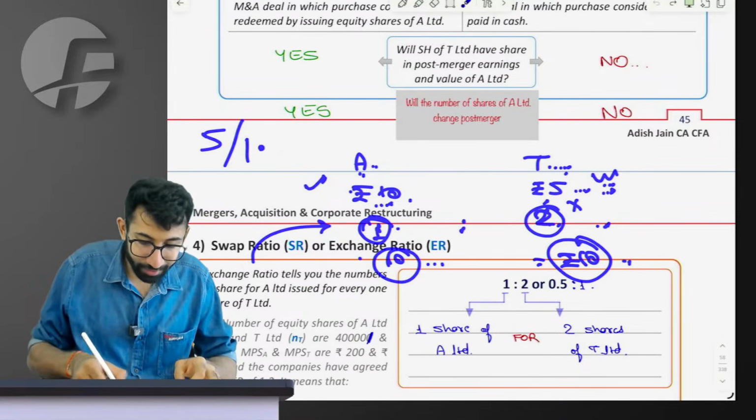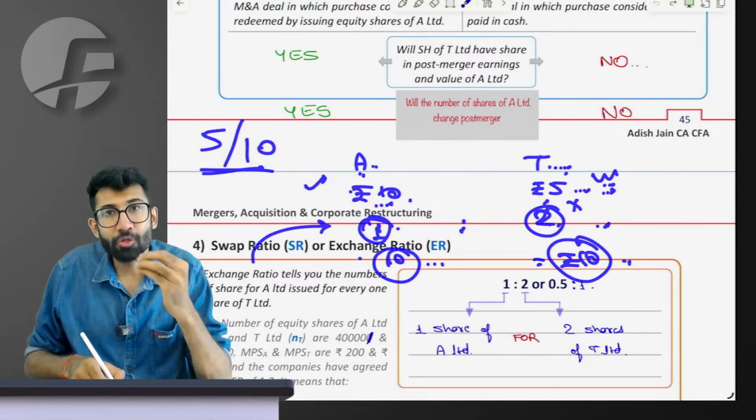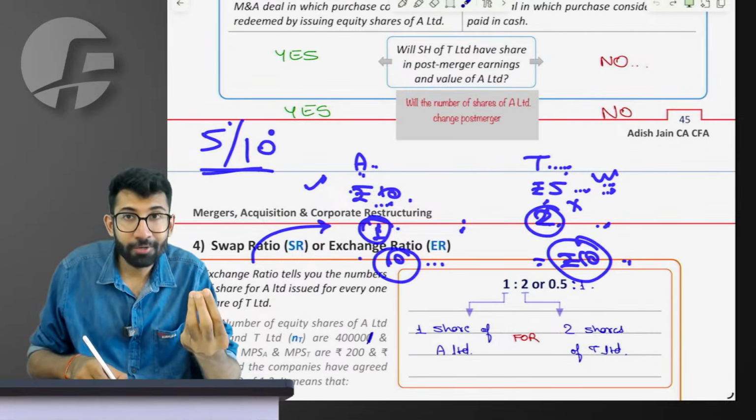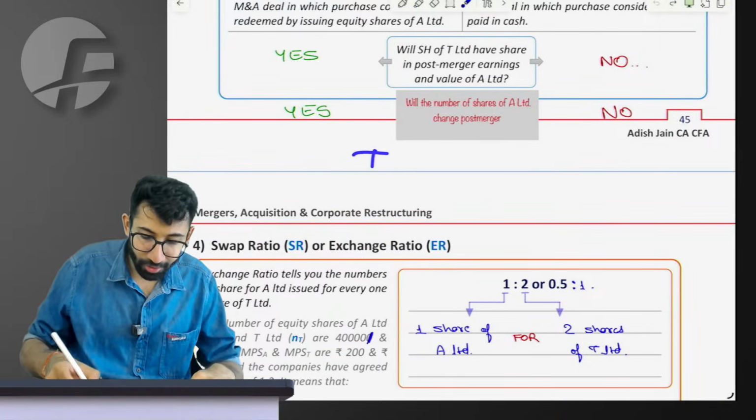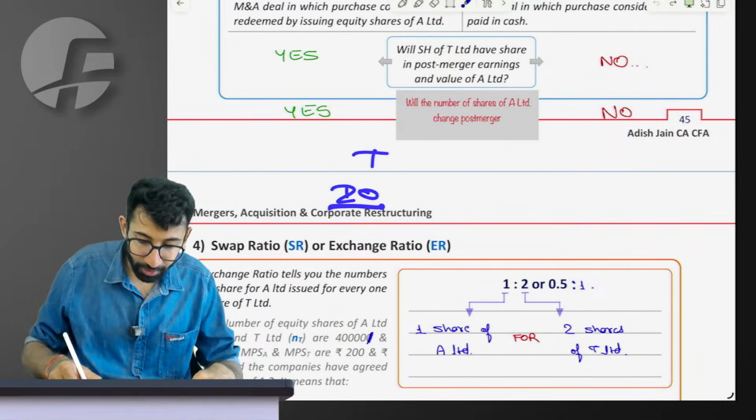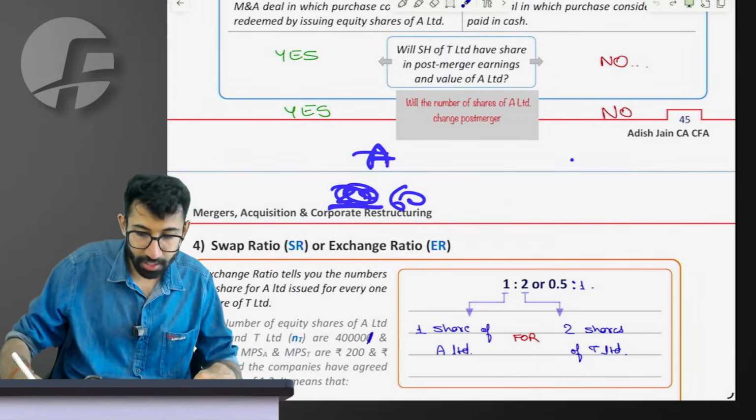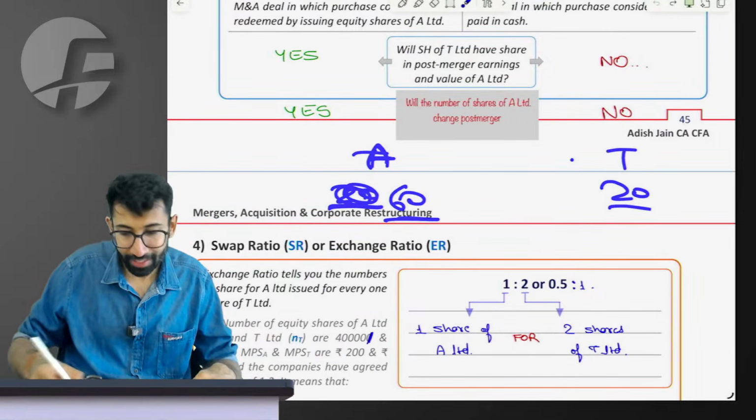What you have done is 5 divided by 10. How do you get 0.5 or 1 by 2? 5 divided by 10. A similar thought process can also be run on market price. Imagine you are T Limited, your share price is 20. Imagine I am A Limited, my share price is 60.